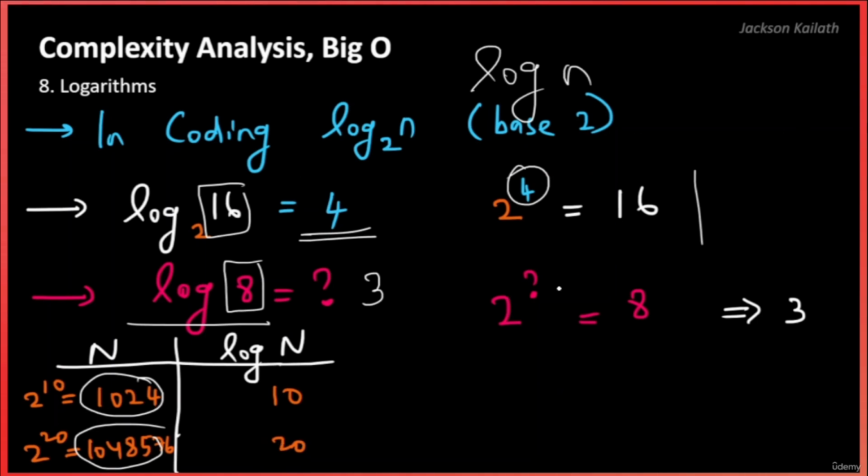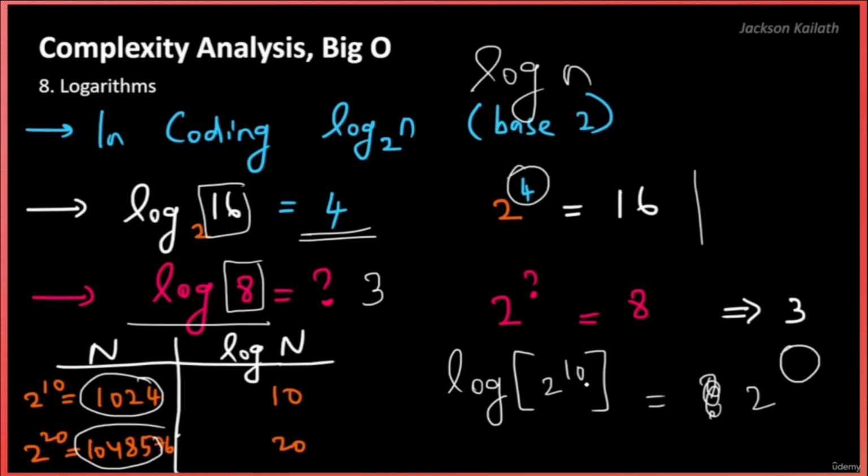Again, why is that so? Let's try to understand. We are taking log 2 to the power 10. If you want to find this, it's nothing but 2 to what power will give me 2 to the power 10? And we know that 2 to the power 10 gives me 2 to the power 10, right? I'm just writing it in this manner to make it easy, but we could think of it like this also. Log 1024 is equal to what? Which means 2 to what power will give me 1024, which is 10 itself. So that's why over here we have 10, and similarly over here we have 20.